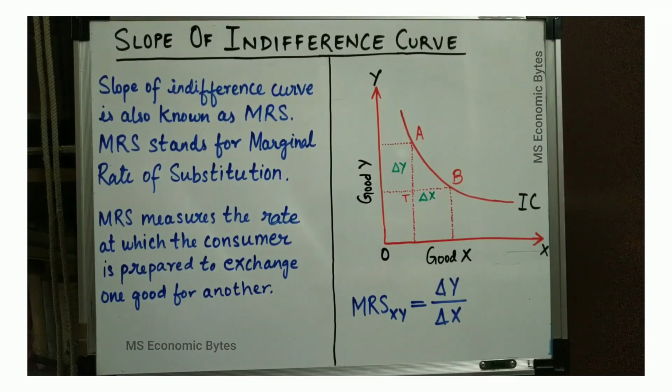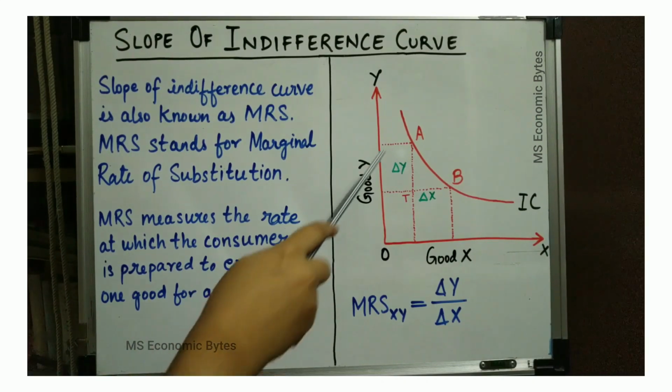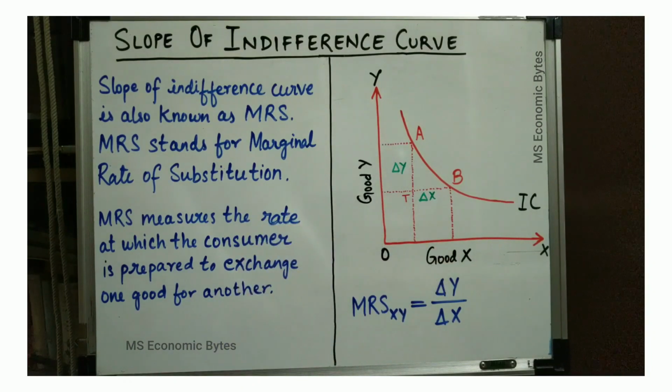The slope of the indifference curve also occupies a very important part in the analysis. It is also known as MRS, that is the marginal rate of substitution. MRS measures the rate at which the consumer is prepared to exchange one good for another. That is the basic definition of MRS. But what necessitates the measurement of such a rate? It arises because of the basic definition of the indifference curve, that is to maintain the same level of satisfaction. The consumer is prepared to exchange one good for another in order to maintain the same level of satisfaction, or in order to remain on the same indifference curve.